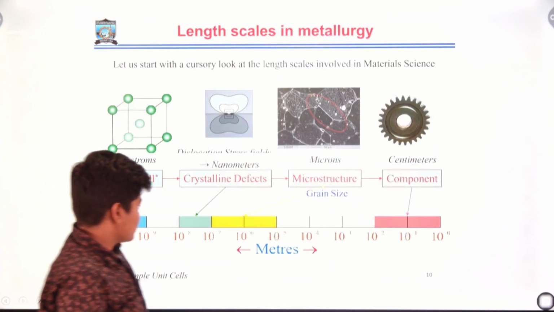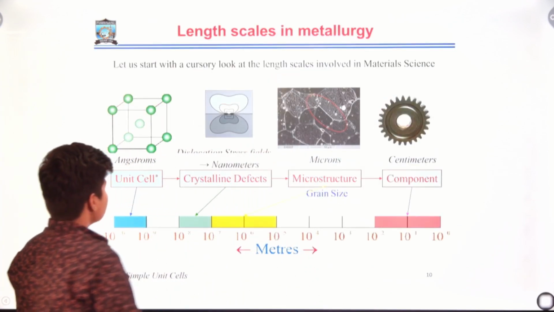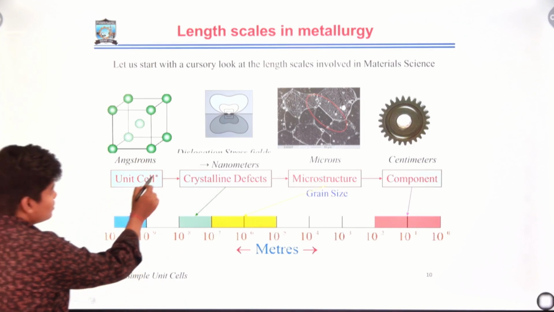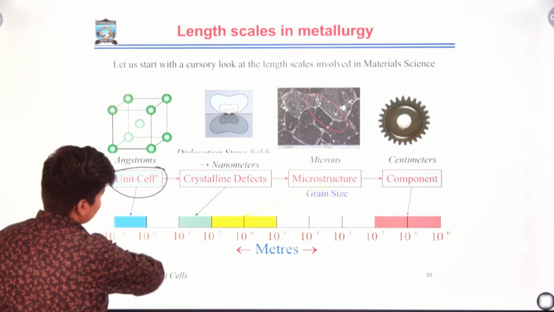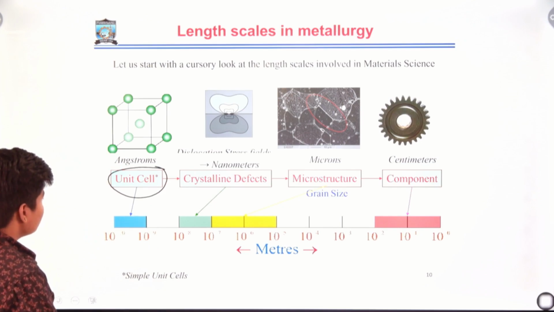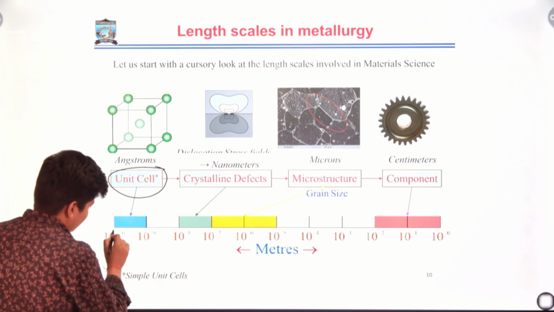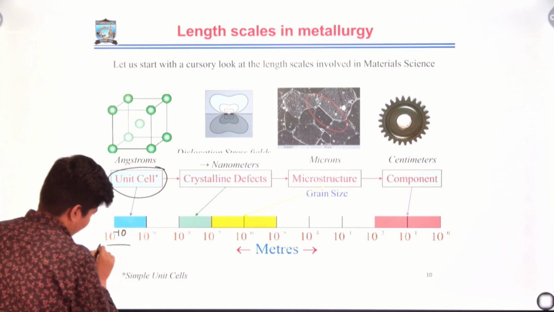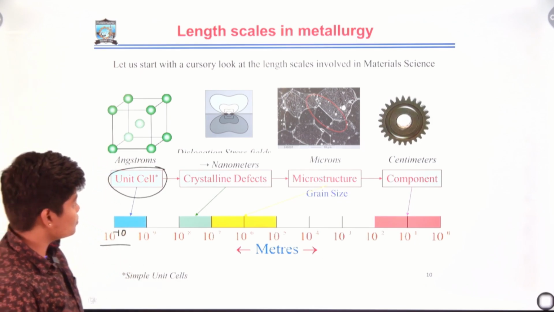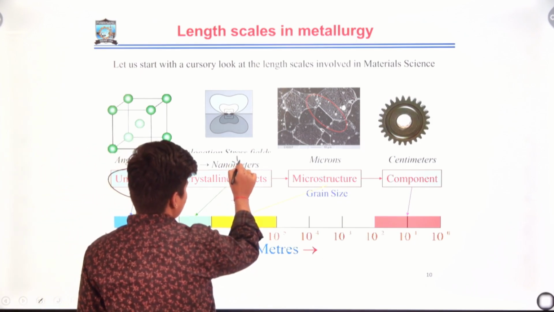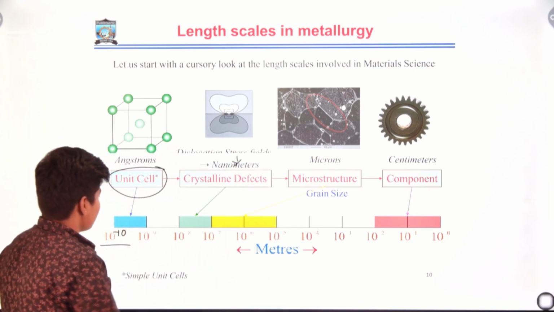So now the length scale. First, the unit cell is the fundamental cell in any metallic material. The size of the unit cell is on the order of 10 to the power minus 10 meter, that is angstrom. From angstrom to small dislocations we can change to nanometers, where the size is 10 to the power minus 9.